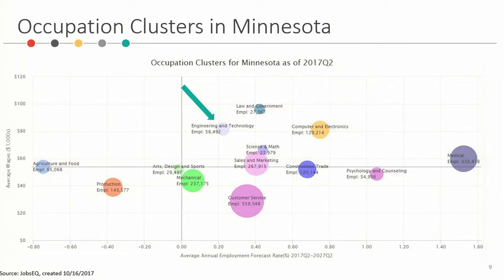Here's another look. Obviously we're looking at engineering and technology. This comes from Jobs EQ, which is a really good product. Essentially you can see where engineering and technology is. Employment is about 60,000, and this is looking at what the growth is going to be over the next 10 years in engineering and technology positions in the state of Minnesota.